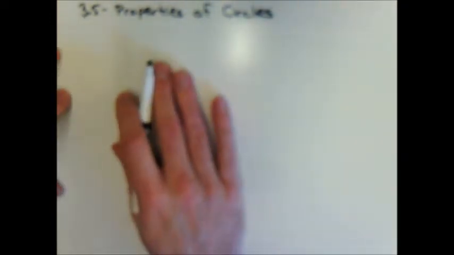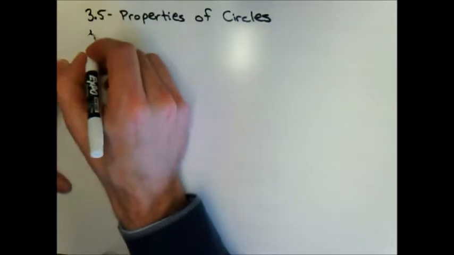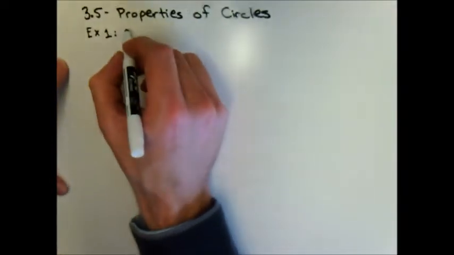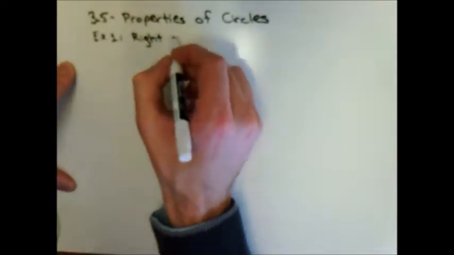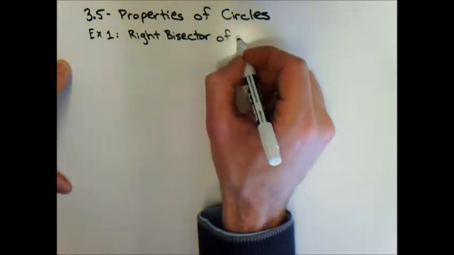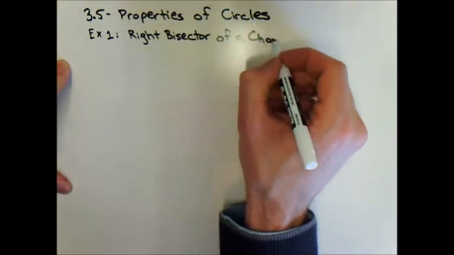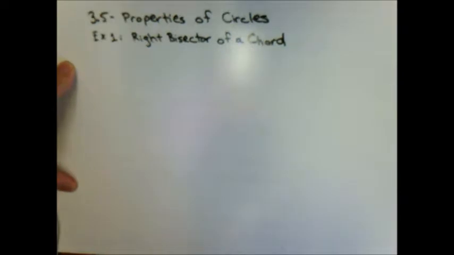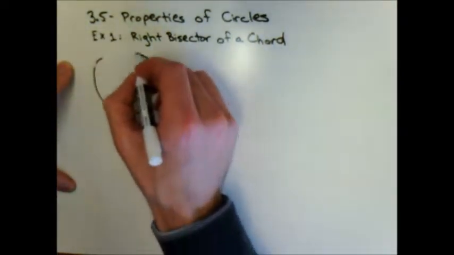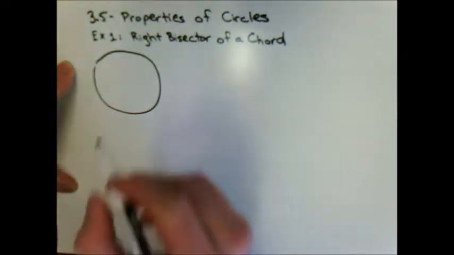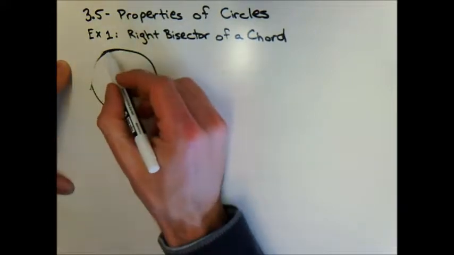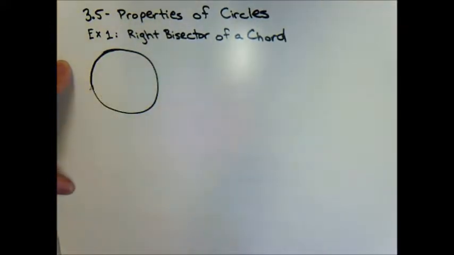So example one has to do with the right bisector of a chord. I'm going to go ahead and draw a circle. My apologies for it not being perfect. So there's the circle that we're working with. You can go ahead and draw a circle to the best of your ability.